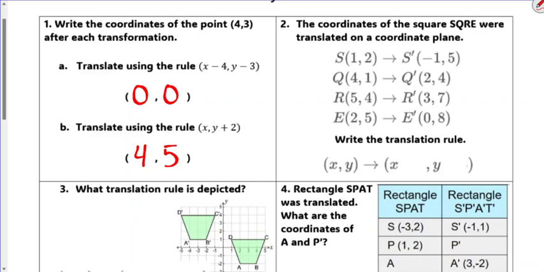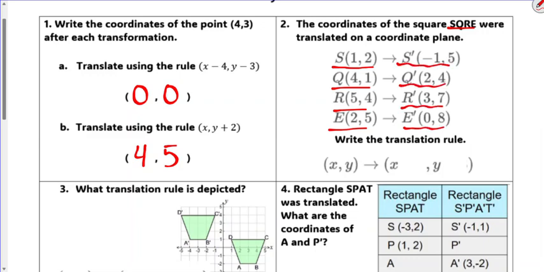All right, on number 2, the coordinates of the square SQRE were translated on the coordinate plane. So it's saying we're going to take these points, SQRE, and we're translating them. They're all getting moved by the same amount to their new points.